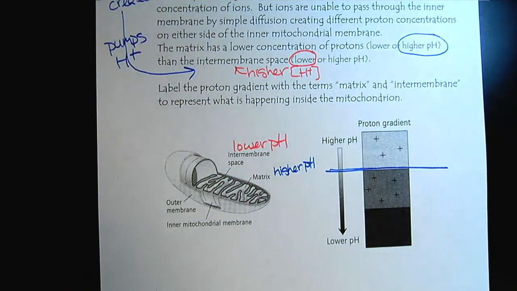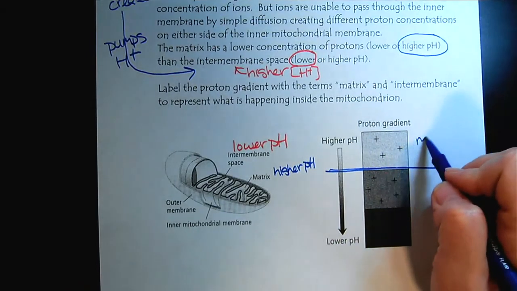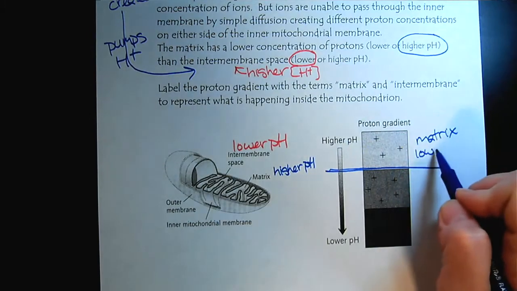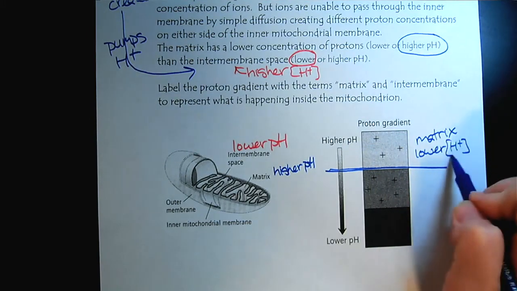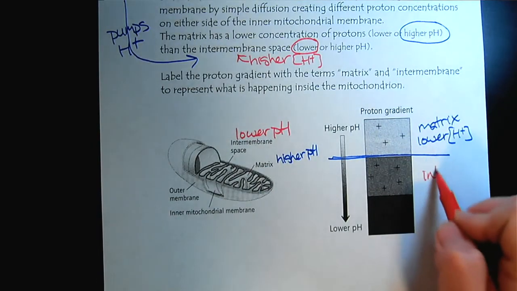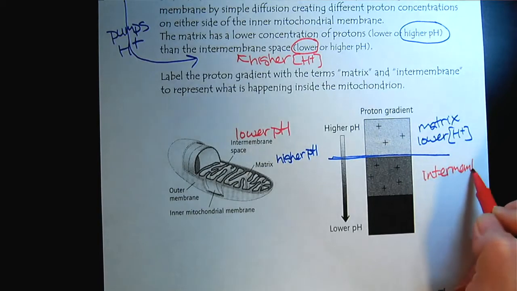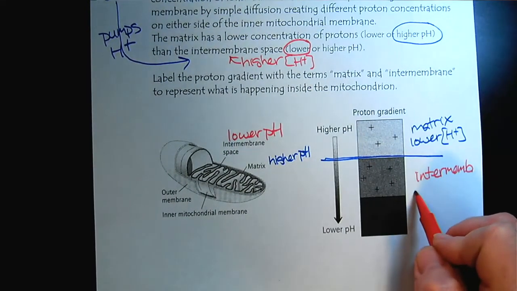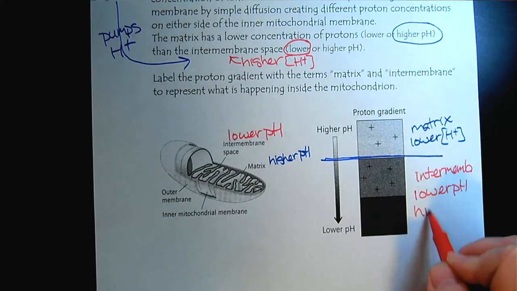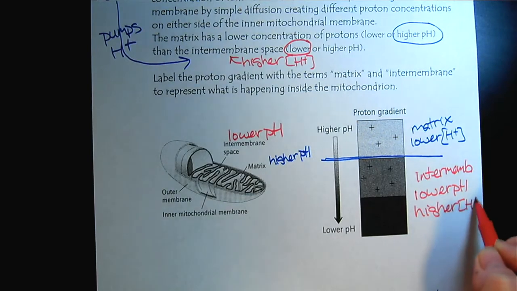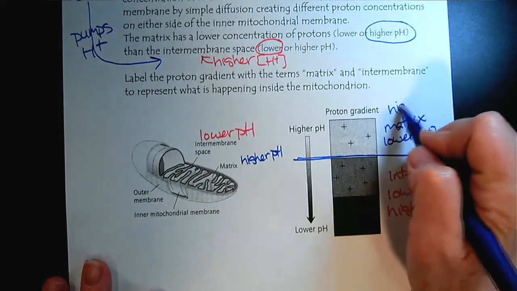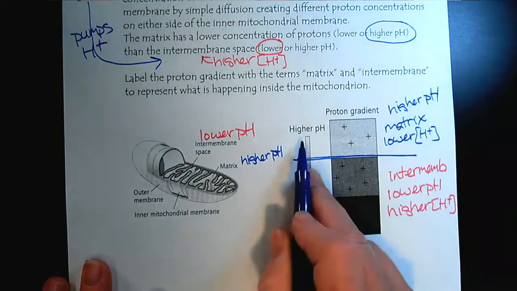Right? So the matrix would be represented here, right? Higher pH, lower H plus concentration. And then this part of the diagram would represent the intermembrane space, where it has the lower pH, right, and the higher hydrogen ion concentration. And so that would be, right, higher pH. And that's talked about over here.